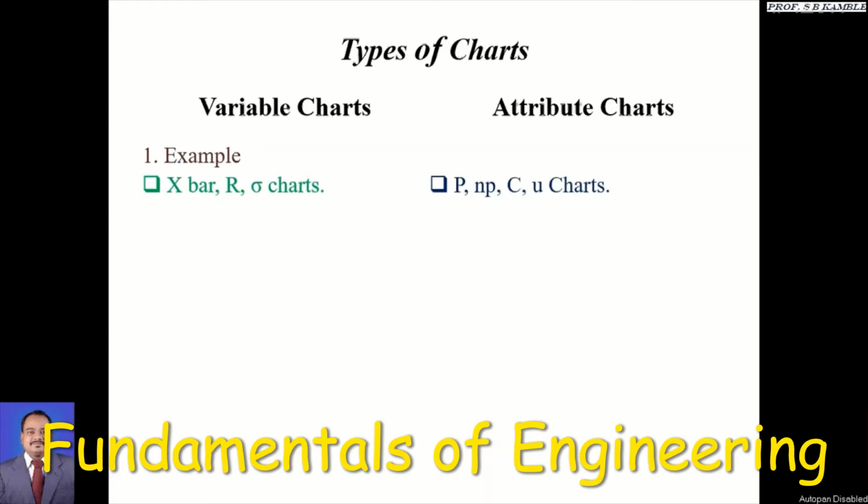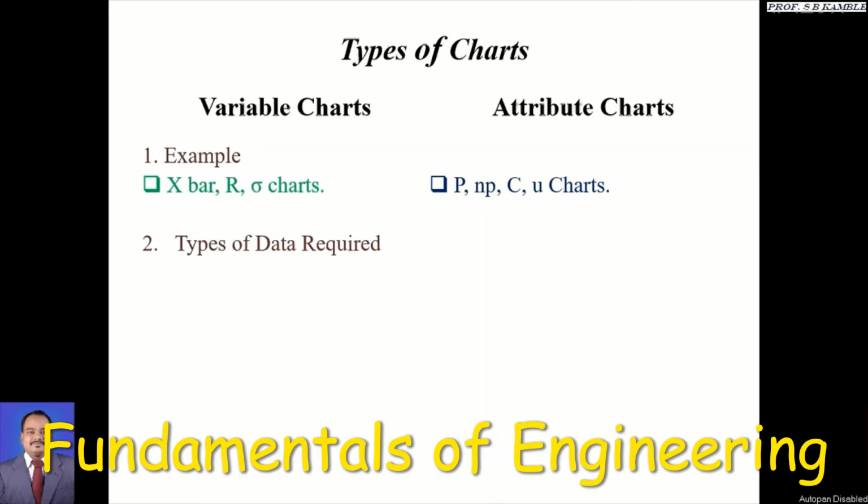And attribute charts are the P chart, NP chart, C chart and U chart. These are based on conformance and non-conformance, meaning either we get defective products or non-defective products. Based on that we get these attribute charts.